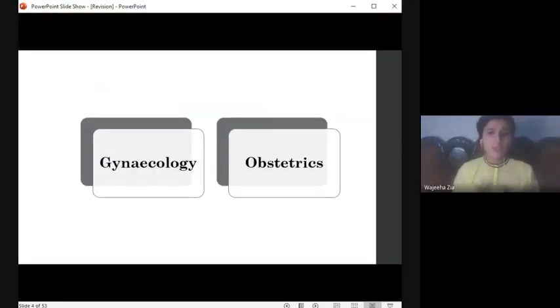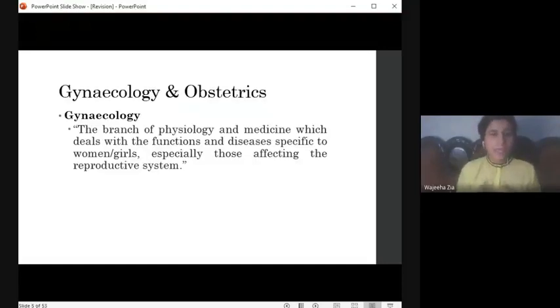So these are the two terms. The one is gynecology, and the second one is obstetrics. So what is the difference between these two? Totally, the two are similar, but both are different in their own ways. Gynecology is a branch of medicine, or you can say a branch of biology, which deals with the normal functioning of the female reproductive system along with the diseases of the female reproductive system. So, gynecology is all about the female reproductive system, both the normal functioning and in case of a disease.